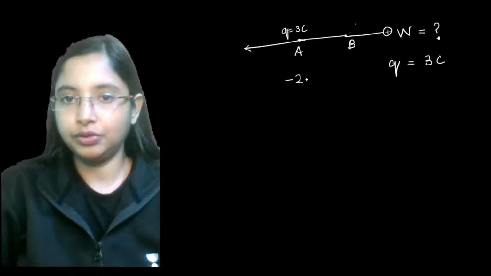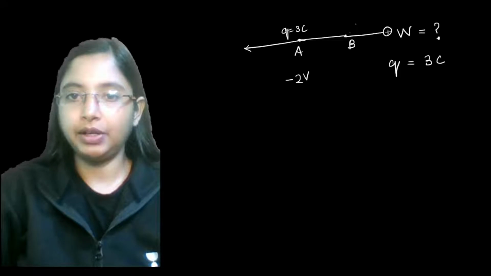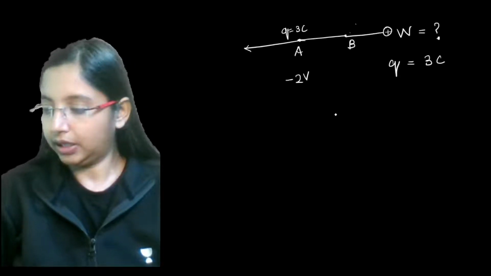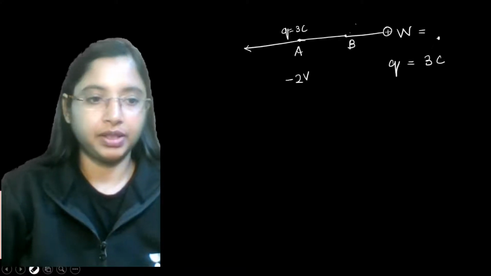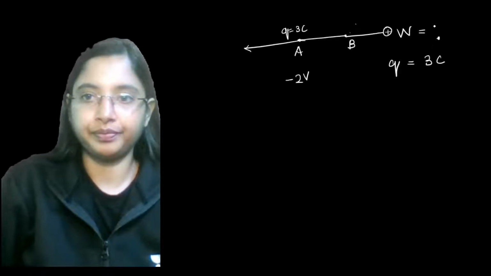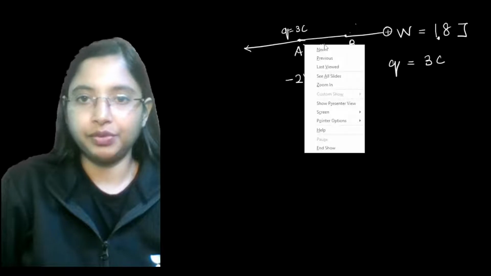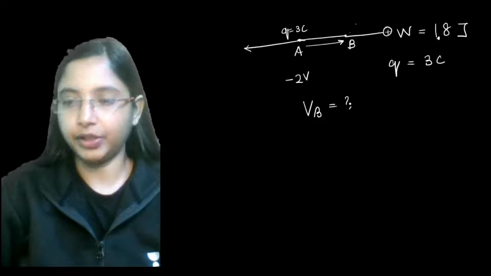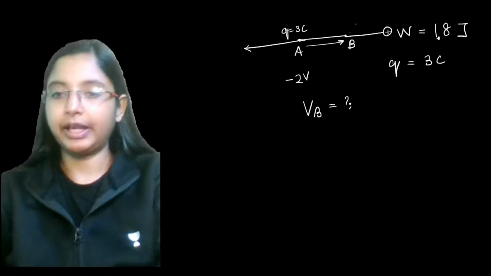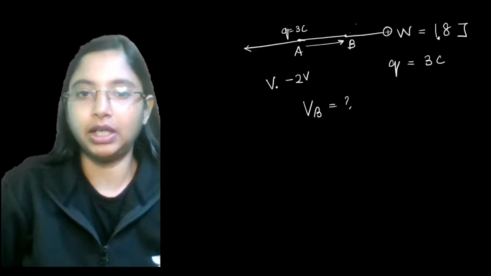Now the potential at point A is 2 volts. And the work done is given as well. Let's say the work done is 18 joules. W is 18 joules. Now if you're moving the charge from here to here, what is the potential at B? Is the question asked. Once again, I'm checking the questions from your reference books.